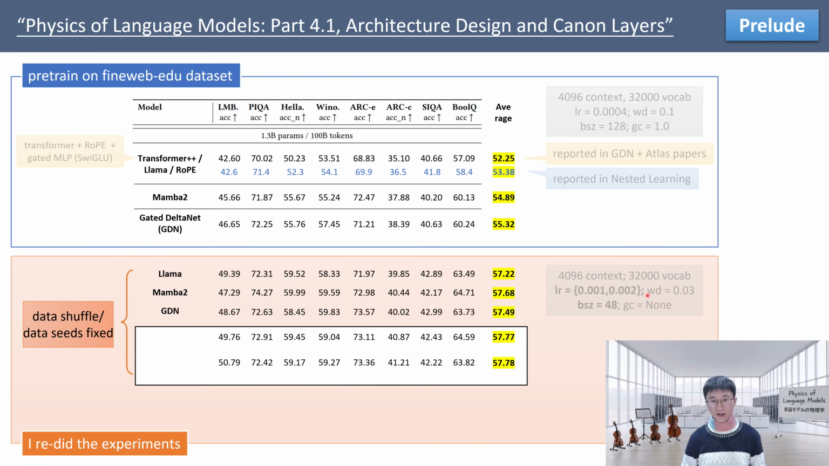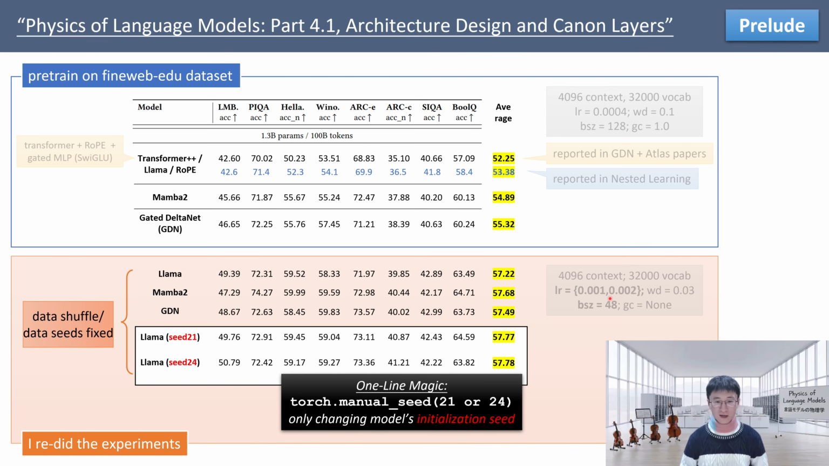Now let me tell you a real one-line magic. I have a very secret way to even outperform Mamba and GDN. This is a one-line magic, and if there is anything you want to take from today's talk, this is the place. The number 1 magic I can do is to change the random seed to 21. The number 2 magic I can do is to change the random seed to 24. In fact, I tested 8 different random seeds, and I noticed that just by changing the model's initialization seed, I'm not changing the data's random seed, I'm just changing the model's initialization seeds.